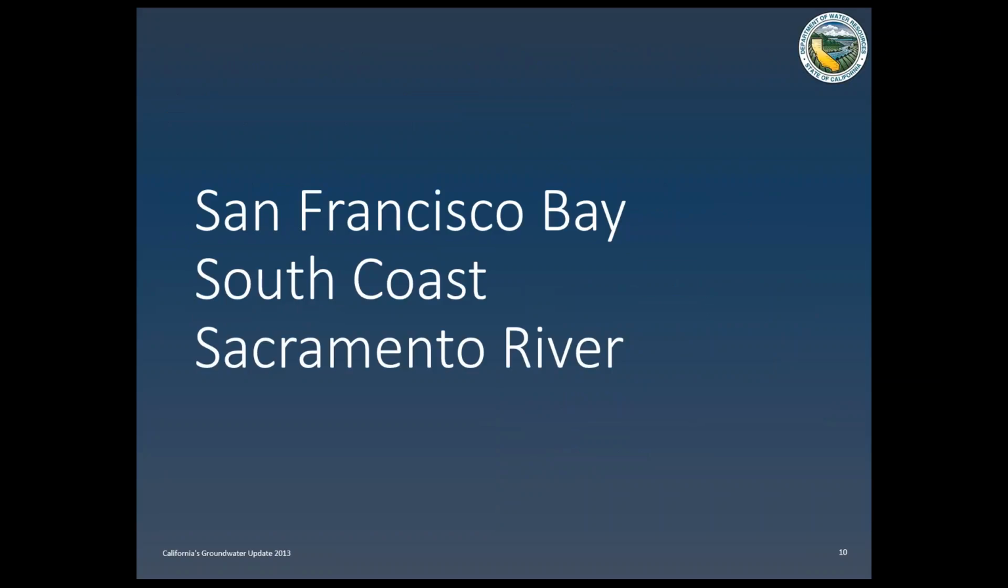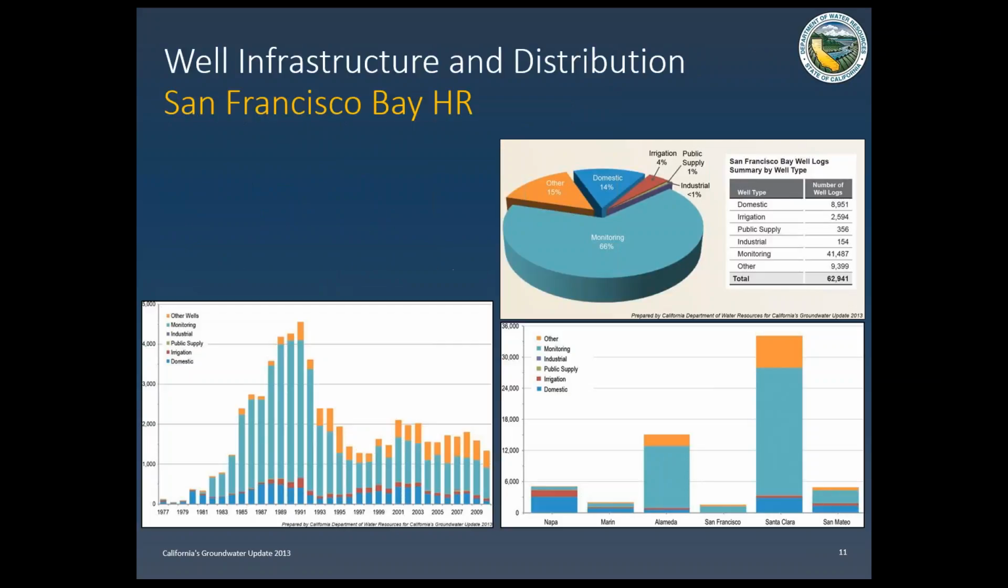So this presentation, like I said, is broken into 3 different hydrologic regions, which presents some challenges trying to organize the data. So I'm going to do it topic-based, and then I'll discuss each of the regions within that topic separately to make it a little bit easier and simpler to follow. The first thing we're going to talk about is well infrastructure and distribution.